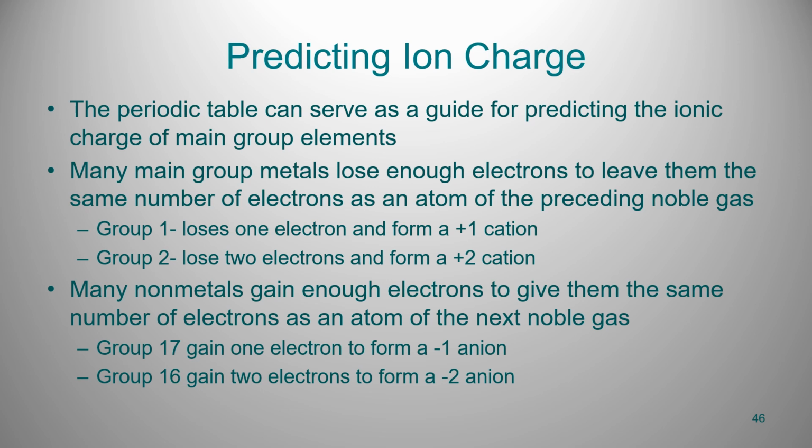So if you're looking at group 1, sodium, the noble gas before it is neon. Let's write that here. So let's look at sodium. Sodium has 11 protons. So it has 11 protons and 11 electrons. The noble gas just before it is neon. Neon has 10 electrons, so sodium wants to try to have 10 electrons, so it will lose 1 electron.